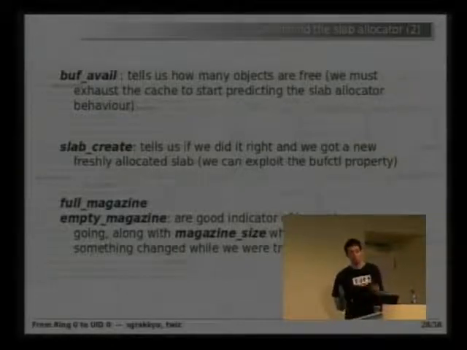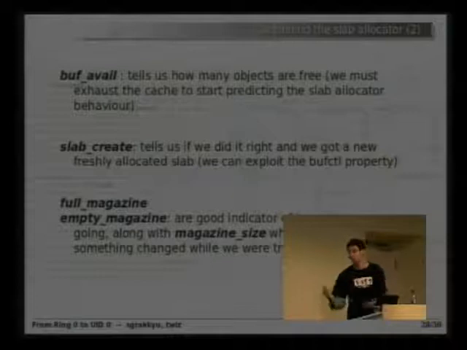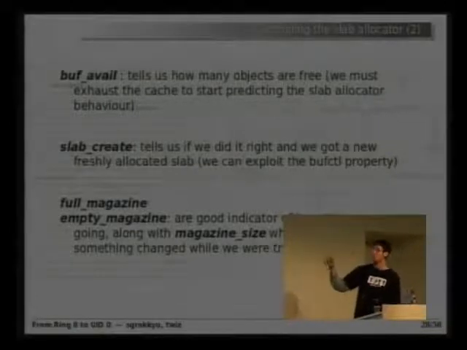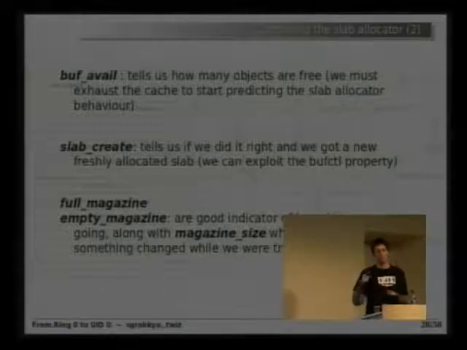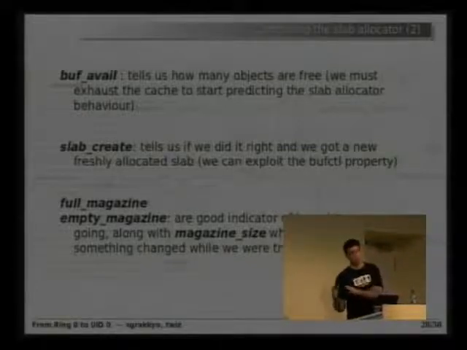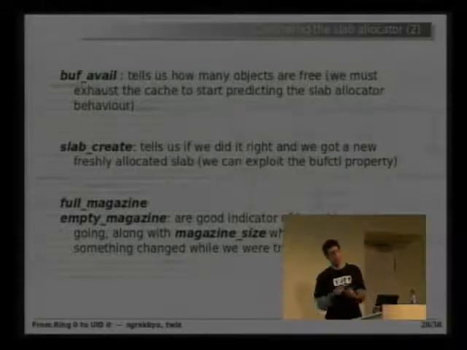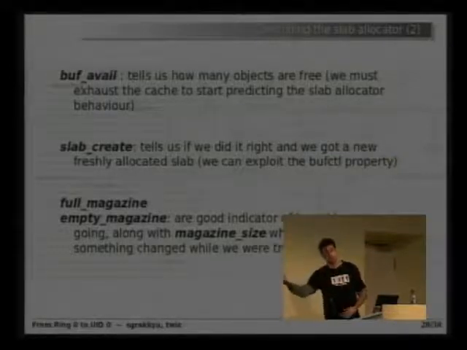If something is predictable, that means that it is exploitable. So we want something predictable. So we exhaust all the cache, and we check, thanks to slab_create, if a new slab has been created. At that point, we know that if we allocate some objects from now on, they will be all one after the other in memory, all subsequent in memory.